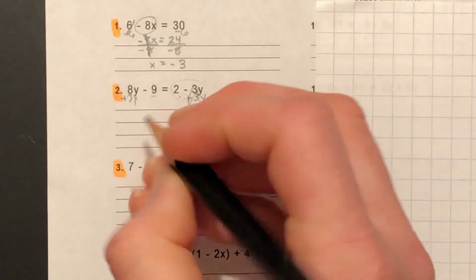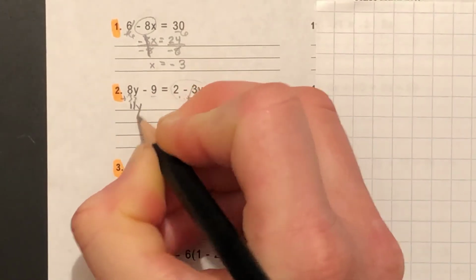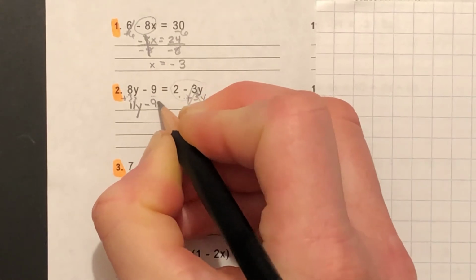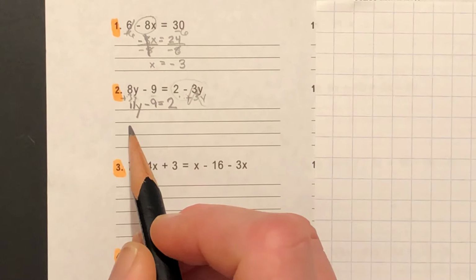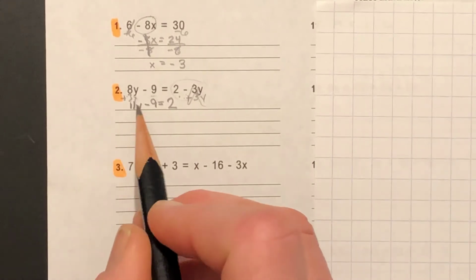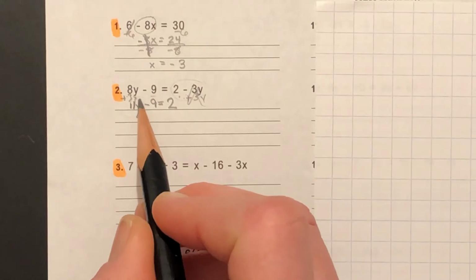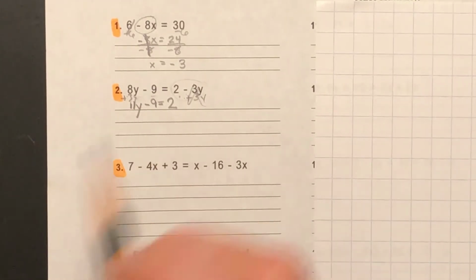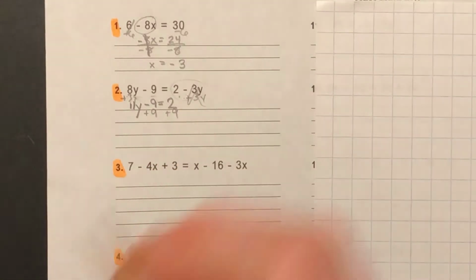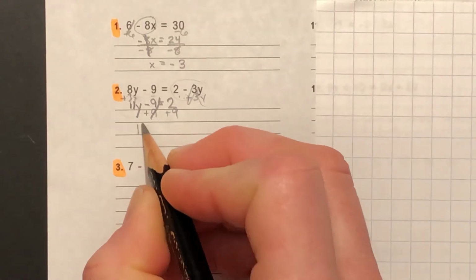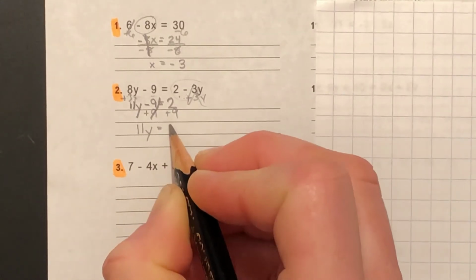That cancels out, and I have 11y minus 9 equals 2. Now this is much simpler. I want to get the 11y now that I have all the variable terms consolidated on the left. Now I just need to isolate them, and I need to get rid of the negative 9. I'll do that by adding 9 to both sides, plus 9 plus 9. So that gives me 11y equals 11.